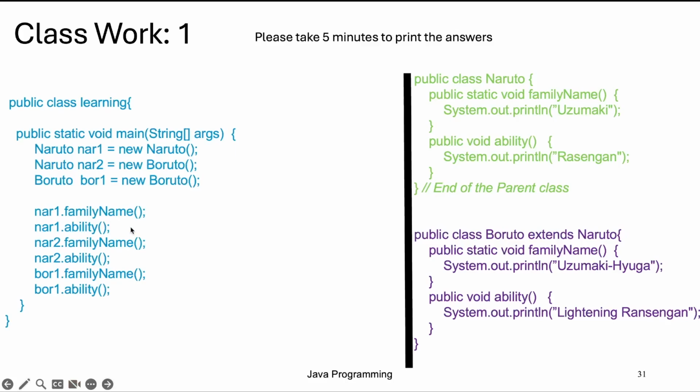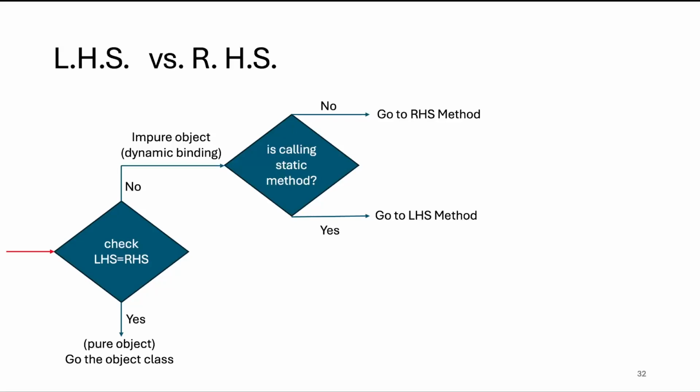Handling static methods is a very tricky problem in dynamic binding. So to solve it, I have come up with a new method to understand how dynamic binding works. What you have to do is, when the objects are being created, use this logic.